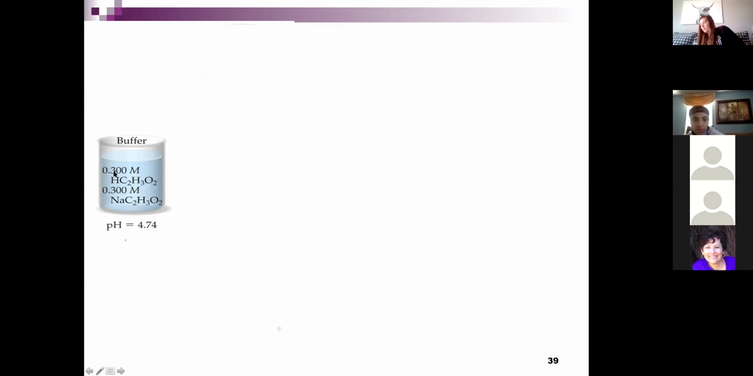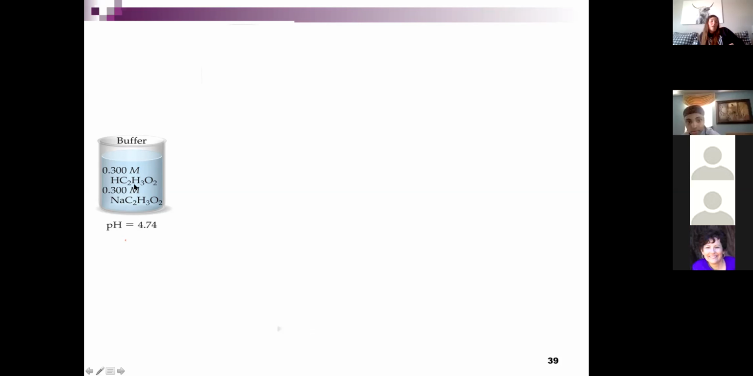So which of these two components would be in the numerator if I was doing the Henderson-Hasselbalch? The sodium acetate is in the numerator. So 0.3 molar in the numerator. What's in the denominator? 0.3 molar. So what's the mathematical result of the log of 1? 0. Right. So I know that the pH equals the pKa right now when those two buffer concentrations are the same.